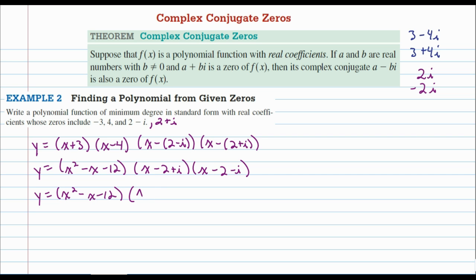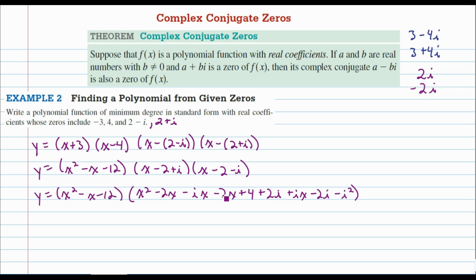So I have x times x is x squared. x times negative 2 is negative 2x. x times negative i is negative ix. Now moving on to the negative 2. Negative 2 times x is negative 2x. Negative 2 times negative 2 is positive 4. Negative 2 times negative i is positive 2i. Now the last term, I'm going to multiply by i by everything. So plus ix minus 2i, and then at the very end minus i squared, which we know is negative 1.